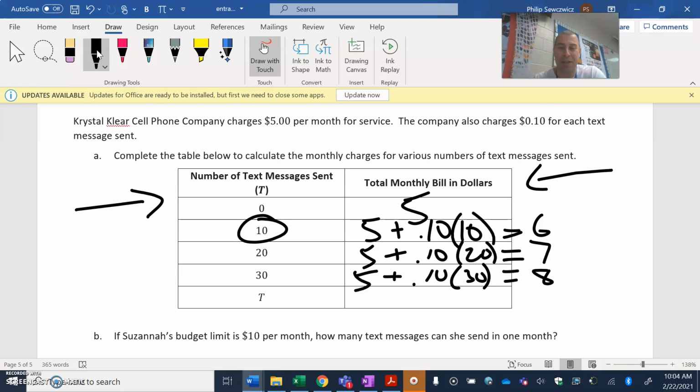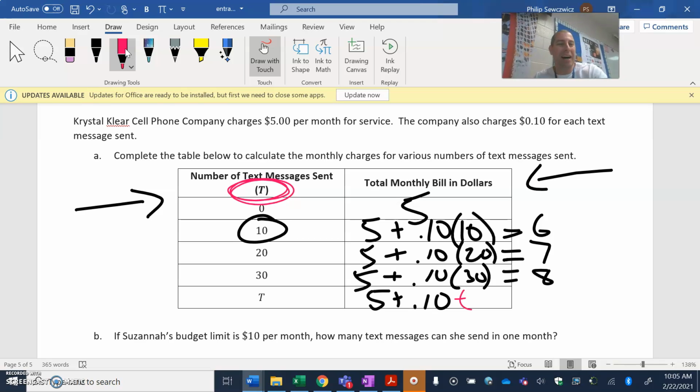So what's the expression? Well, what are we doing each time? Well, each time you can see it was always 5 plus. And then I was always multiplying the 10 cents times what? Well, it was 30, it was 20 times. What are those things? Oh, it was the text messages. They tell me right up here to use the letter T for it. So there we go. There's our expression.